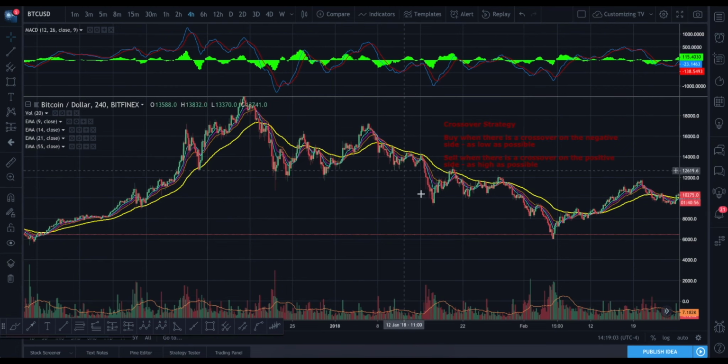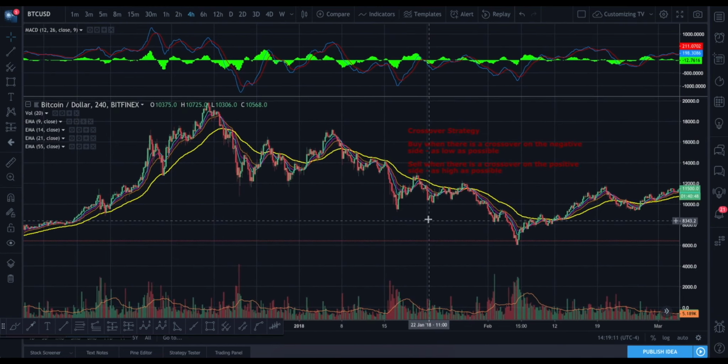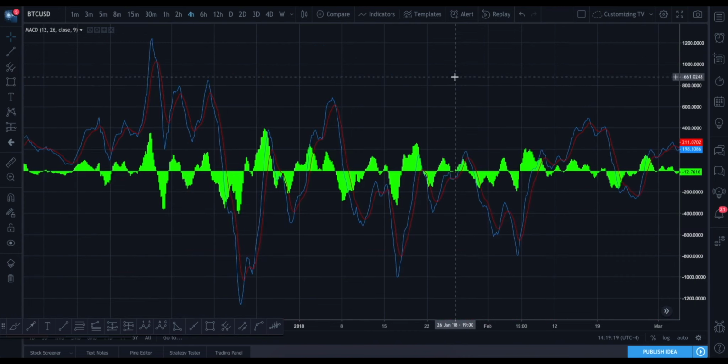So that's the crossover strategy. But the main reason that I use MACD is not only for the crossover strategy, it's actually for the histogram strategy. So the histogram strategy is basically a more advanced crossover strategy. For that, let's get rid of this and let's go back to MACD here.